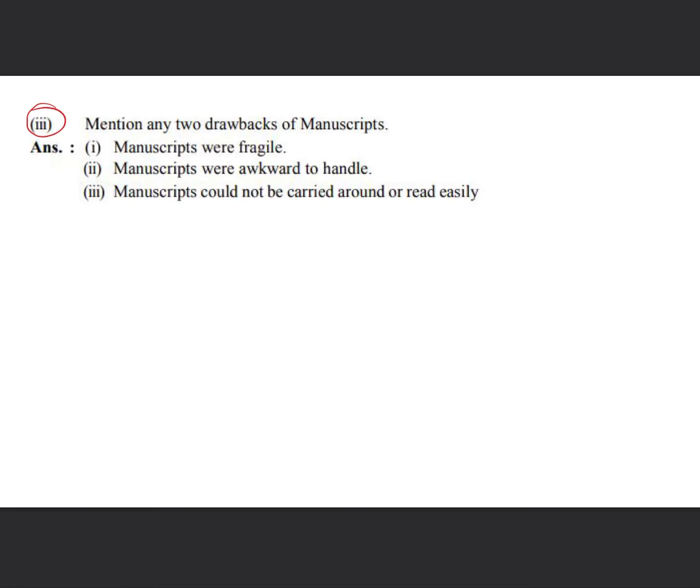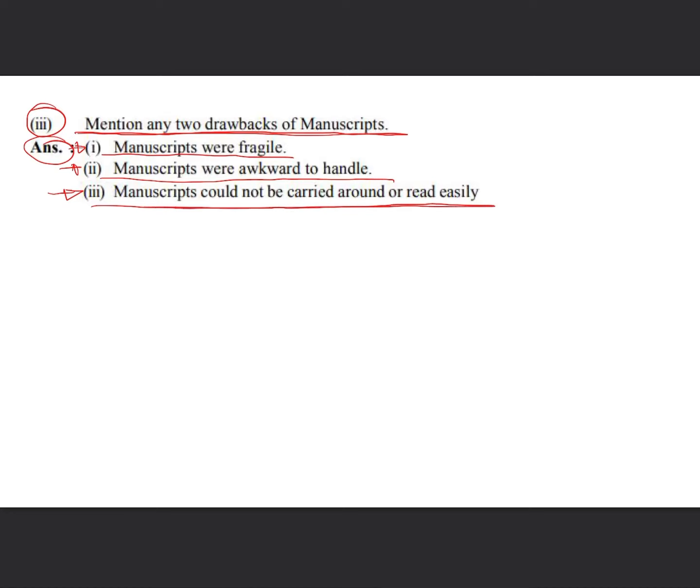Next question. Question number third. Mention any two drawbacks of manuscripts. Answer. First point. Manuscripts were fragile. Second, manuscripts were awkward to handle. Third, manuscripts could not be carried around or read easily.